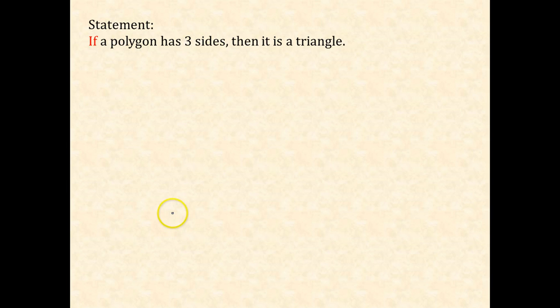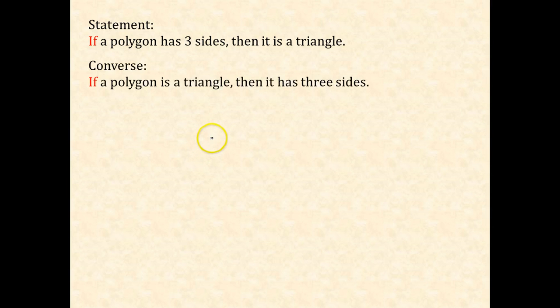Alright, here's a statement. If a polygon has three sides, then it's a triangle. Here's the converse of that statement. If a polygon is a triangle, then it has three sides. Let's look at this first one. If a polygon has three sides, then it's a triangle. Is that true? Yeah, that's true. How about if a polygon is a triangle, then it has three sides? Yeah, that's true also.